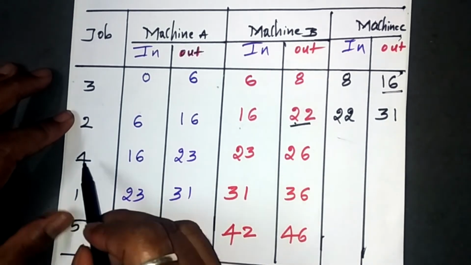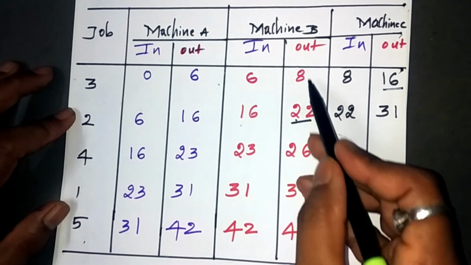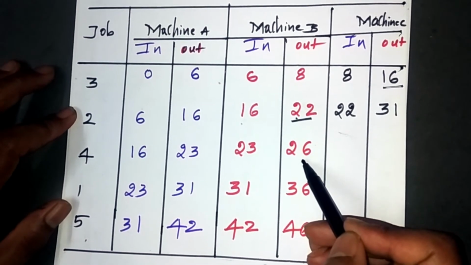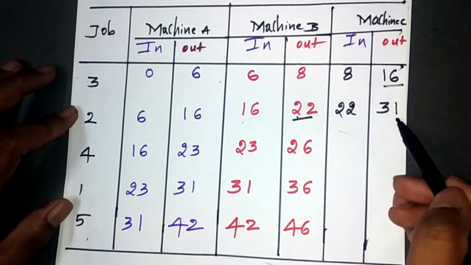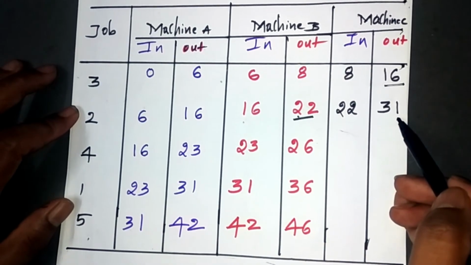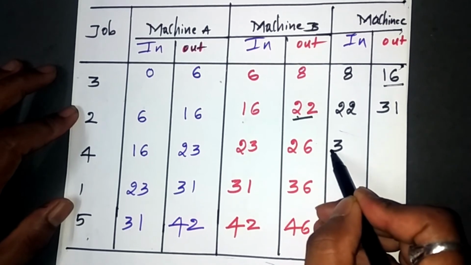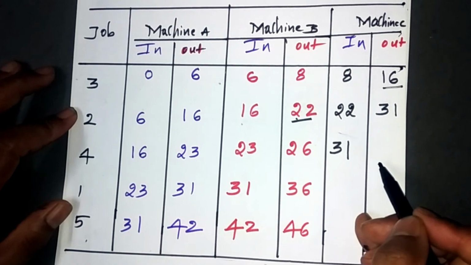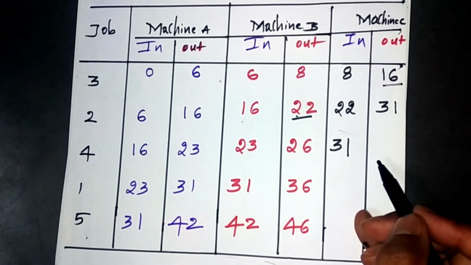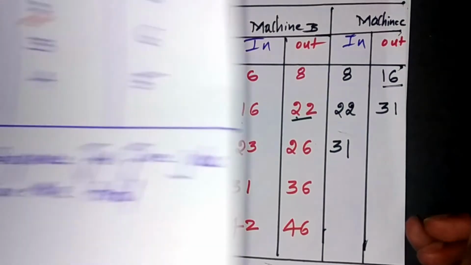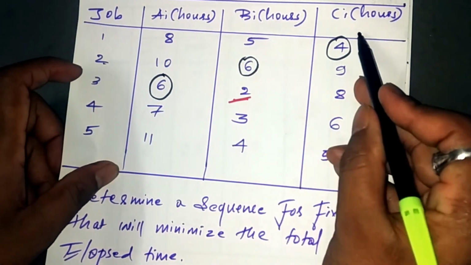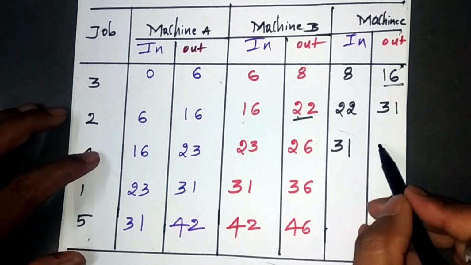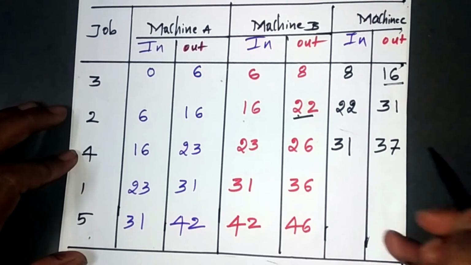So let's move with the fourth job. Fourth job has finished its work on machine B at 26 hours. Here we have a 26 and here it is a 31. So which is the maximum value here? 31 is the maximum value here. So it enters at 31 hours. Now we'll see what is the processing time for job number 4 on machine C. It requires 6 hours. So I'll be adding 6 to this. So the total time will be 37 hours.